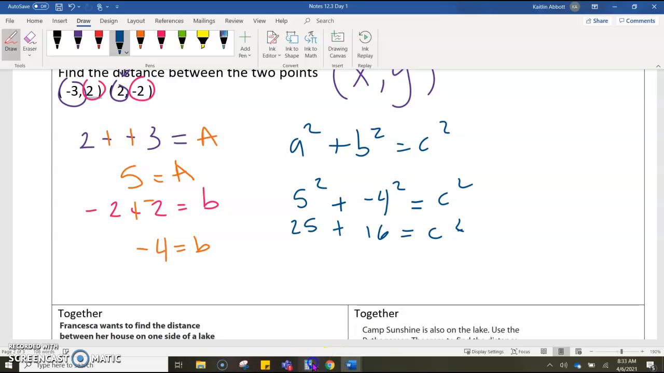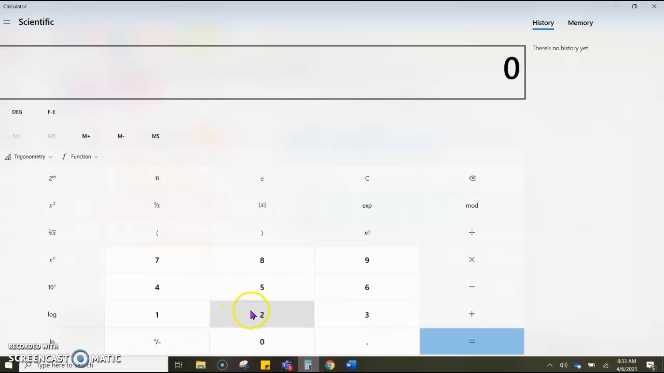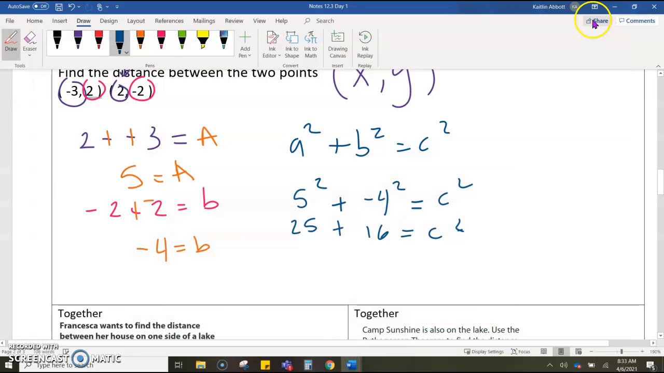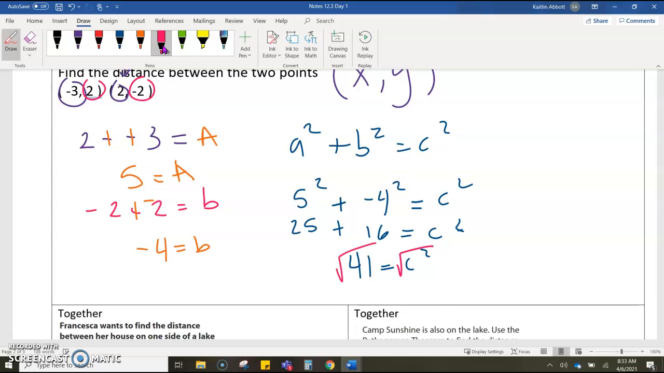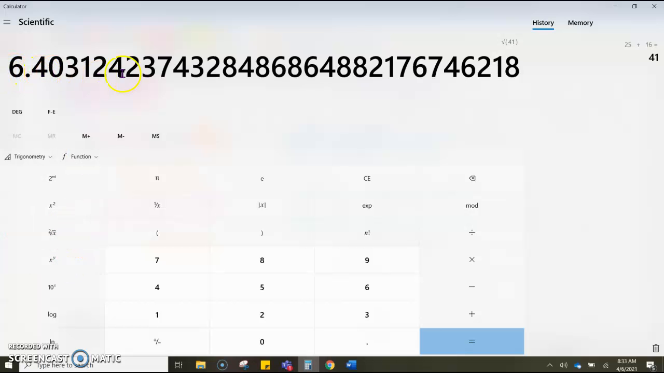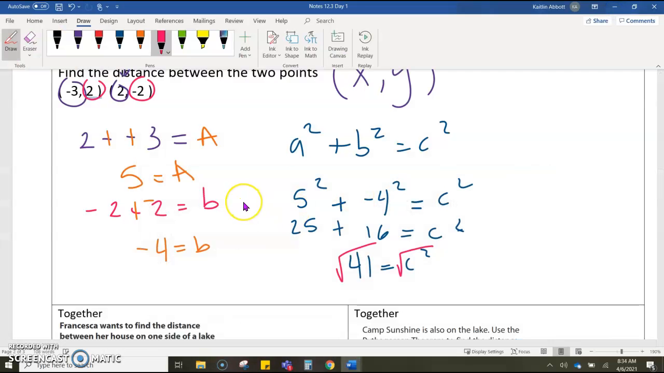25 plus 16, bring out your handy dandy calculator. 25 plus 16 is 41. 41 equals c squared. Remember, to get rid of that squared, you have to do the square root. So we're going to take the square root of both sides and do that in the calculator. 6.4. Just take the first decimal point. You don't need that entire long thing. 6.4. So C equals 6.4.